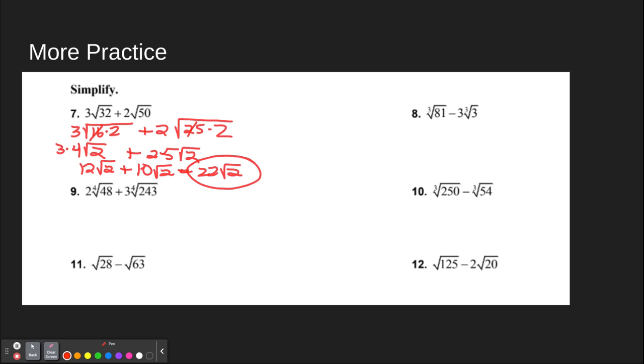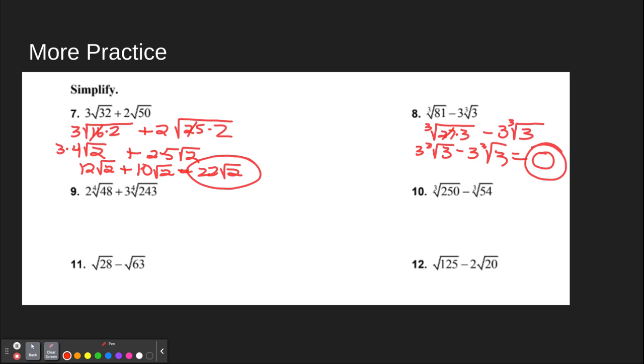So yeah, these get harder, okay? The cube root of 81, well, that's the cube root of 27 times 3. This is going to be hard for you guys. Minus 3 times the cube root of 3. Well, this is 3 cube root of 3 minus 3 cube root of 3, and you end up getting 0 for that. So your calculator actually could have found you that one.